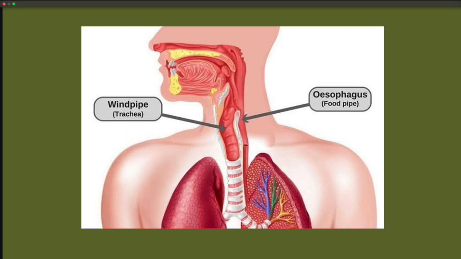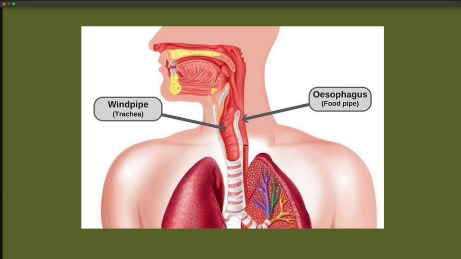Now, the windpipe has a scientific name, which is the trachea, and the same for the fruit pipe. It also has a scientific name, which is the esophagus. So again, let's focus on this part because it is related to speech. The windpipe, also known as the trachea, is a tube that carries air from your nose and mouth down to your lungs. Think of it as the main highway for air. Without it, we wouldn't be able to breathe, let alone speak.